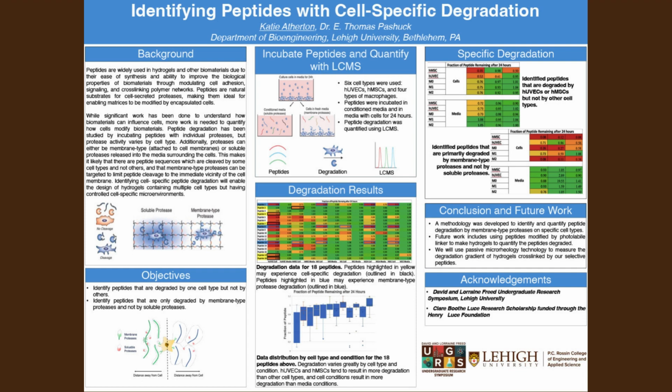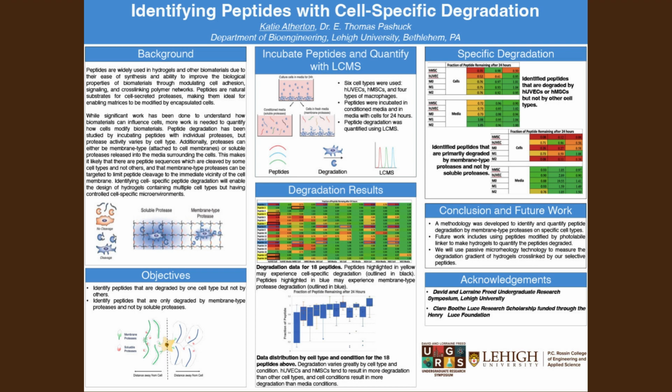So there has been significant work done to understand how biomaterials influence cells, but we know that cells can also influence biomaterials. Additionally, peptide degradation has been studied by incubating peptides with individual proteases, but we know that protease activity varies greatly depending on cell type. Additionally, peptides can be degraded by membrane-type proteases, meaning proteases that are attached to the cell membranes, and they can also be degraded by soluble proteases, meaning proteases that have been released into the media surrounding the cells.